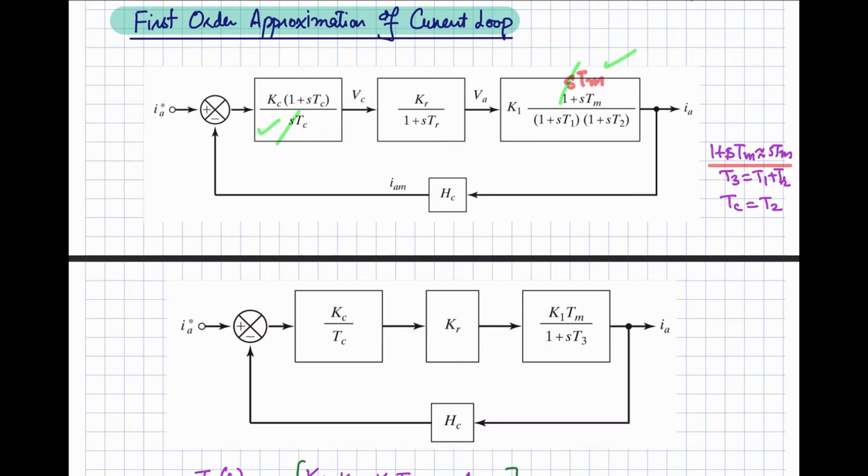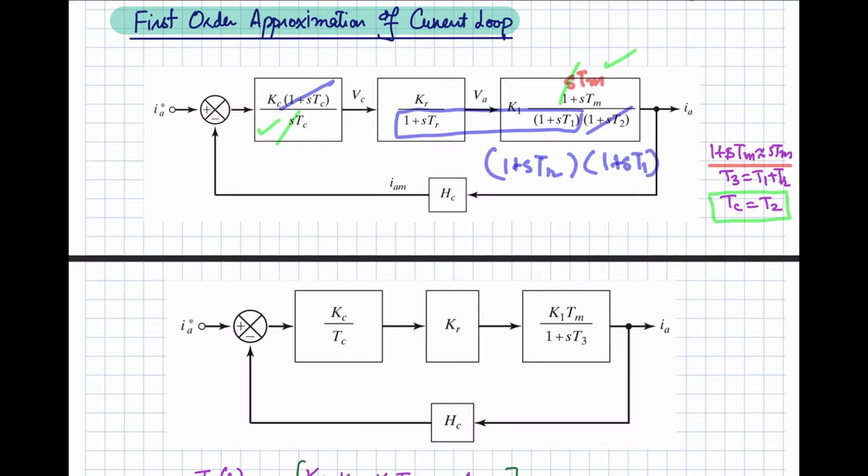And the second assumption that we have already seen, that Tc is equal to T2. If that is the case, then 1 plus STc will be cancelling this 1 plus ST2. So we will only be left with this part, 1 plus STR, into 1 plus ST1.